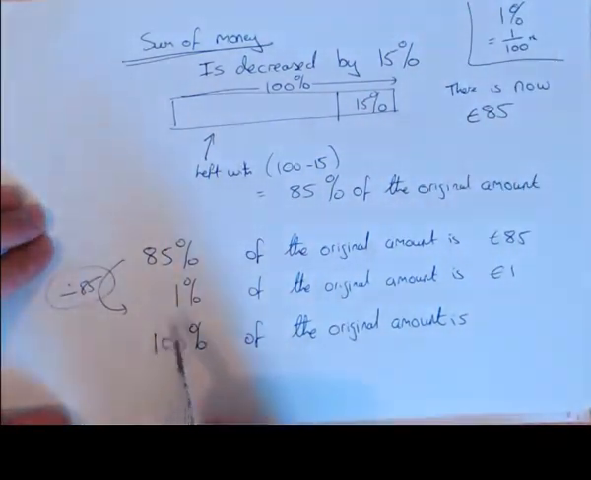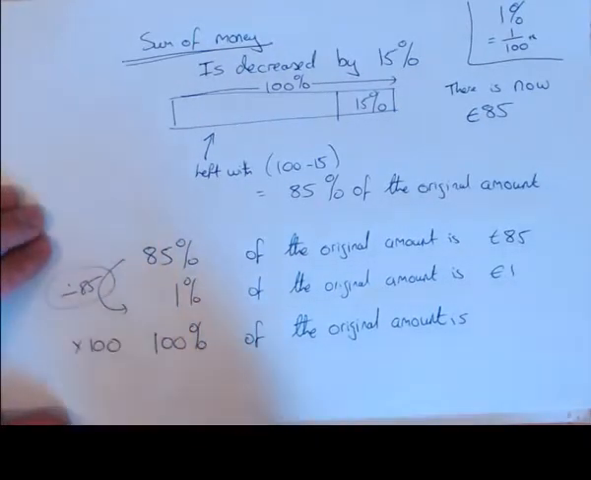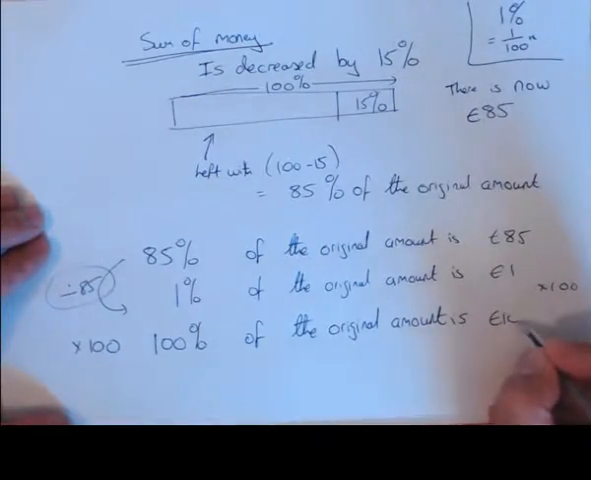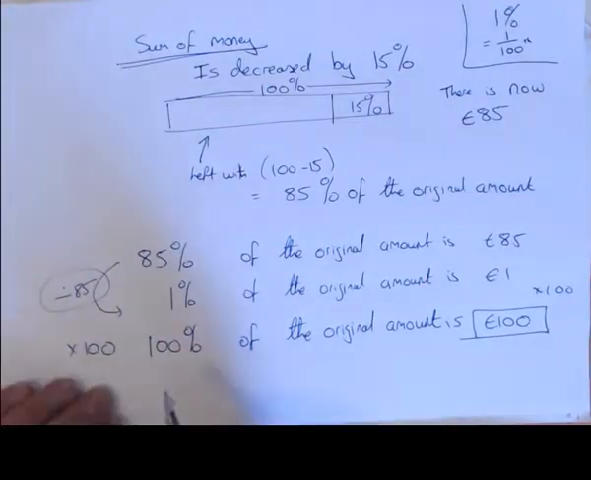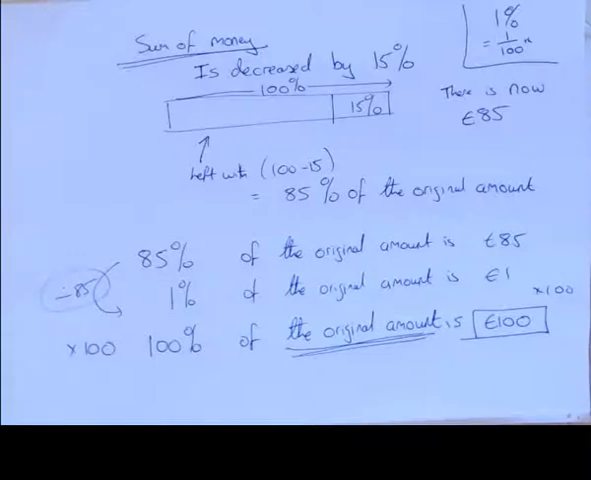So we have 1% to get 100%. We are multiplying by 100, so we also multiply by 100 to get €100. So I started with the original amount, which was €100.